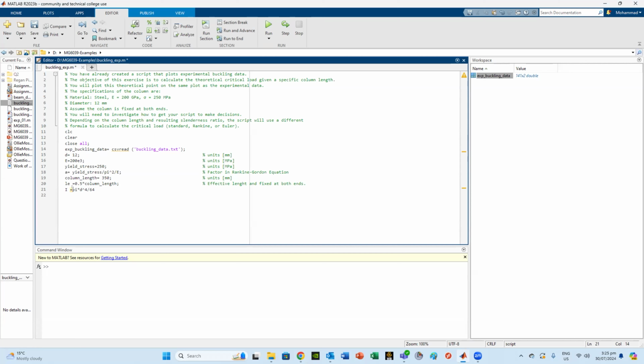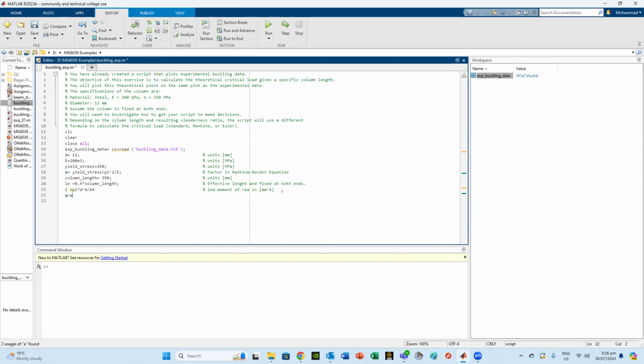So we call it second moment of area in millimeter to the power 4, because that's how it's calculated. It will take the diameter, which was assumed 12 millimeters, and based on that, will calculate for me the I.